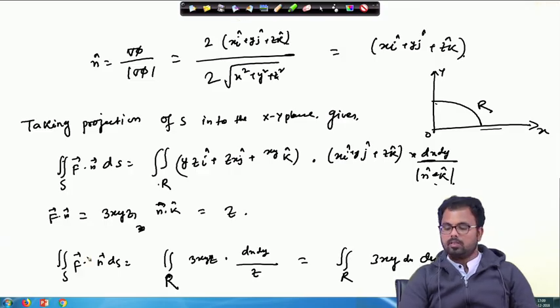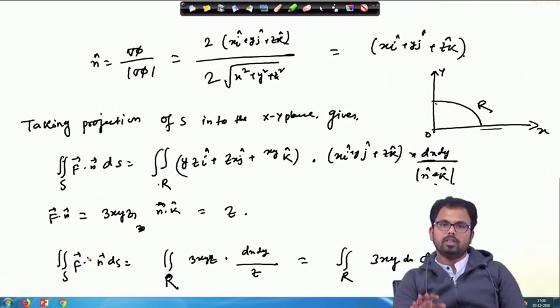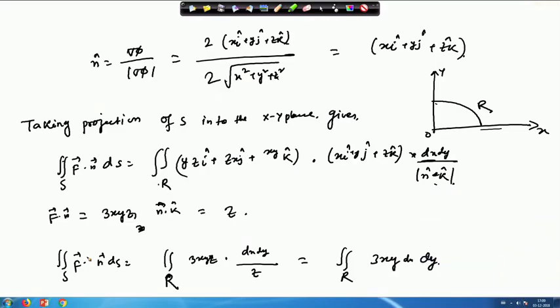So, in this case we basically have to find the projection of the surface on a certain plane, and just by knowing the projection, you can solve the rest of the example. We will solve some more examples on surface integrals in our next class, just to make the concept clear, and then we will move on to volume integrals. So, I will stop here for today, and we will continue with our examples on surface integrals in our next class. Thank you.